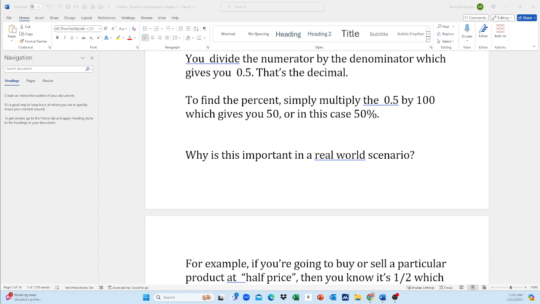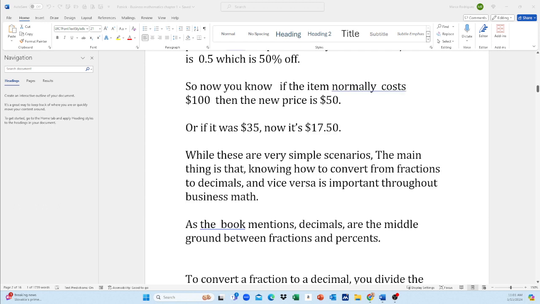For example, if you're going to buy or sell a particular product at half price, then you know it's 1/2, which is 0.5, which is 50% off. So now you know if the item normally costs $100, then the new price is $50. Or if it was $35, now it's $17.50. While these are very simple scenarios, the main thing is that knowing how to convert from fractions to decimals and vice versa is important throughout business math.